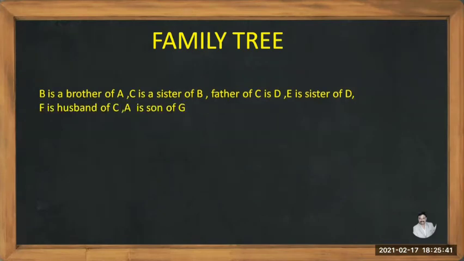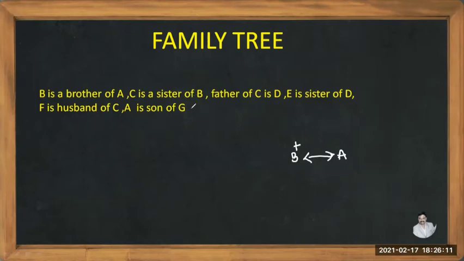Let's see the next example in this topic, family tree. Let's see the question. B is the brother of A, C is the sister of B, the father of C is D, E is the sister of D, F is the husband of C, and A is the son of C. Let's draw the family diagram. B is the brother of A, so directly I am writing this by symbol. As we know, the brother relation can be shown by using this symbol, so B must be positive.